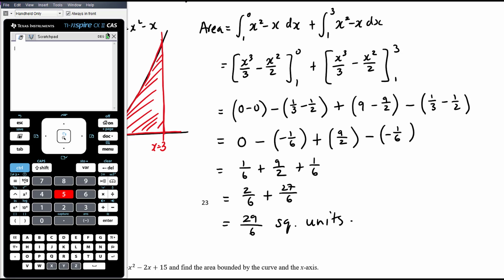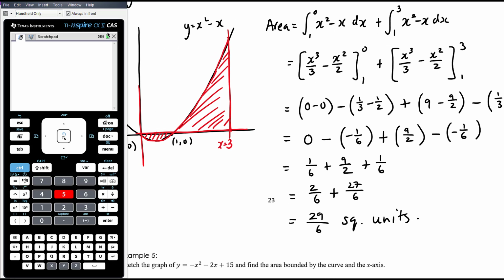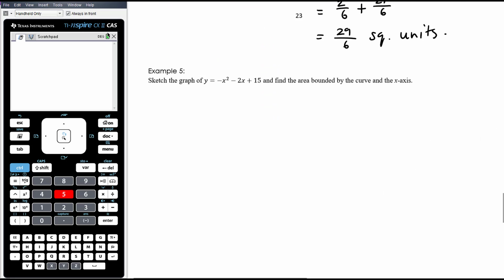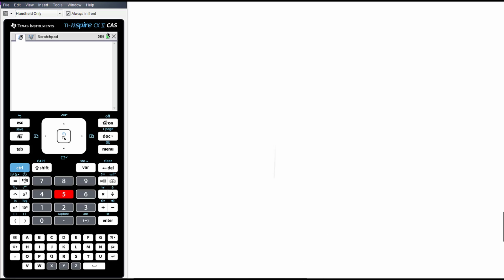Again, you could write that as, what would that be? 4 and 5/6, but improper fraction, as long as it's in simplest form, perfectly acceptable. In fact, I would say preferable. Okay, example 5, I think this will be the last one. Sketch the graph of y equals negative x squared minus 2x plus 15 and find the area bounded by the curve and the x-axis.